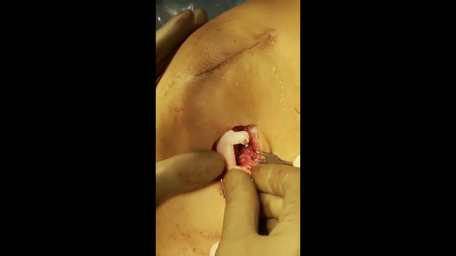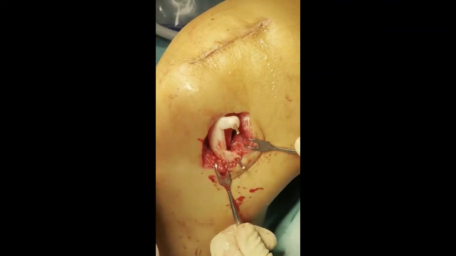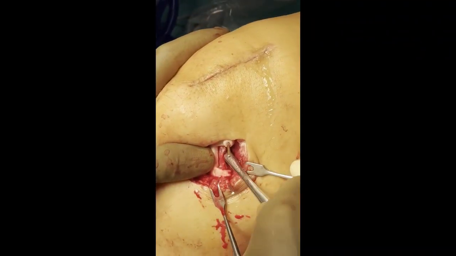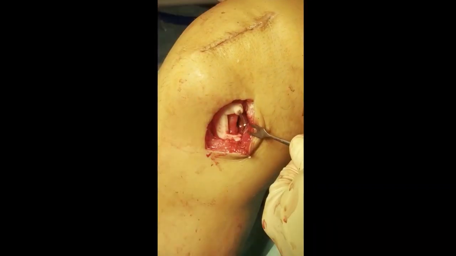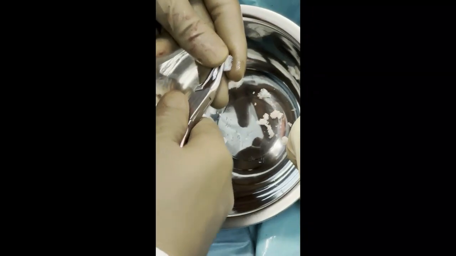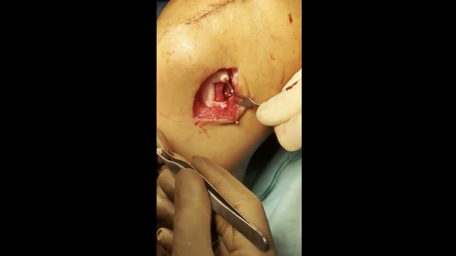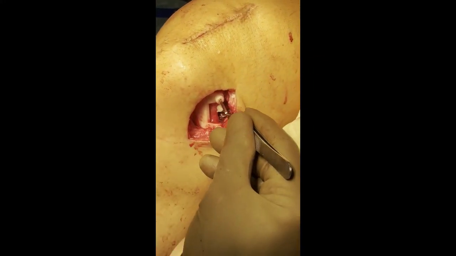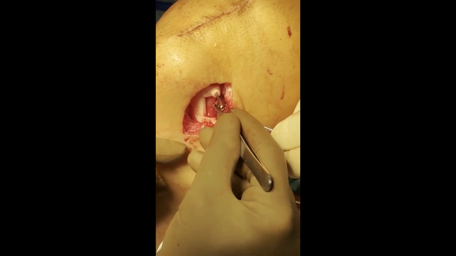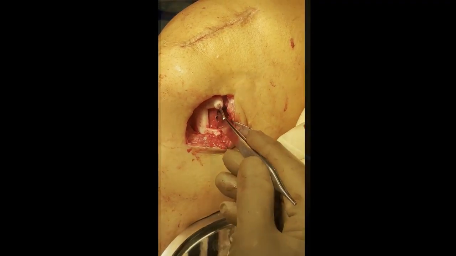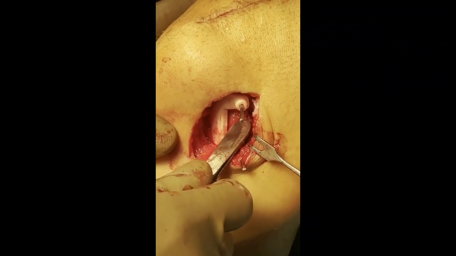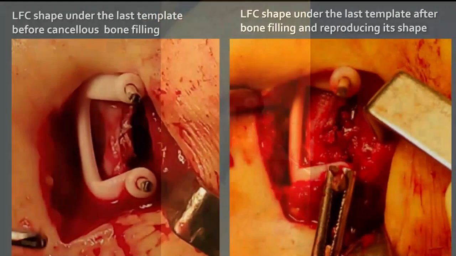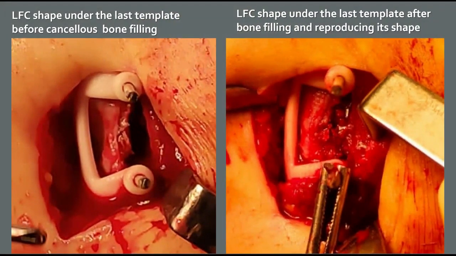The fourth template recreates the native shape of the LFC during bone grafting. The restoration of curvature with the fourth template guidance can be seen on the video. It aids the surgeon to insert the right volume of bone graft and safely restore the native curvature of the LFC. The bone cavity under the osteochondral flap is shown before and after filling with bone grafts.